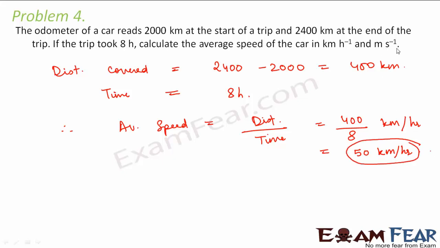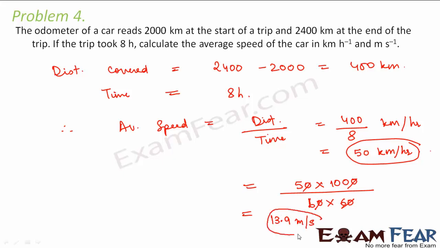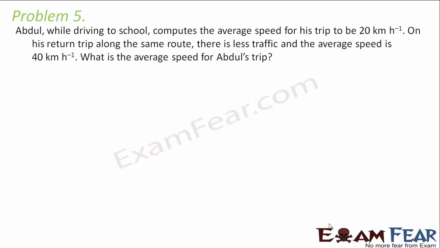Now they also want the answer in meter per second, so let us convert it into meter per second. 1 kilometer is equal to 1000 meters, and 1 hour is 60 minutes and 1 minute is 60 seconds. So this is how we converted it into meter per second. So it comes out to be 13.9 meter per second. Right? Okay. So let us look at the fifth problem.